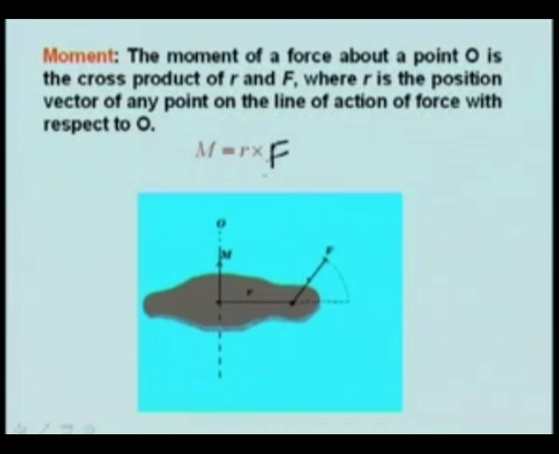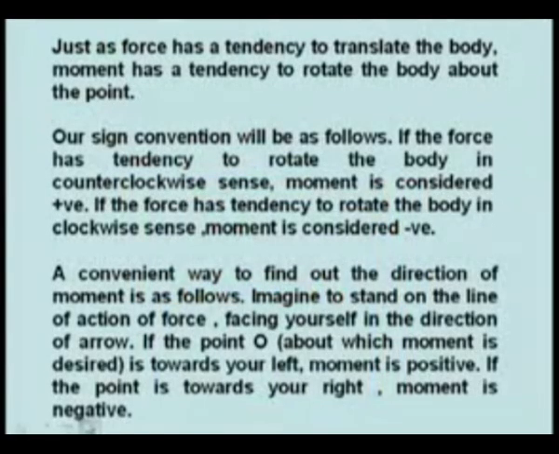If we represent F as a vector and R as a vector, then the cross product is a vector, and that will provide the direction of the moment. So therefore, moment is a vector like the force. Just as force has a tendency to translate the body, moment has a tendency to rotate the body about the point.